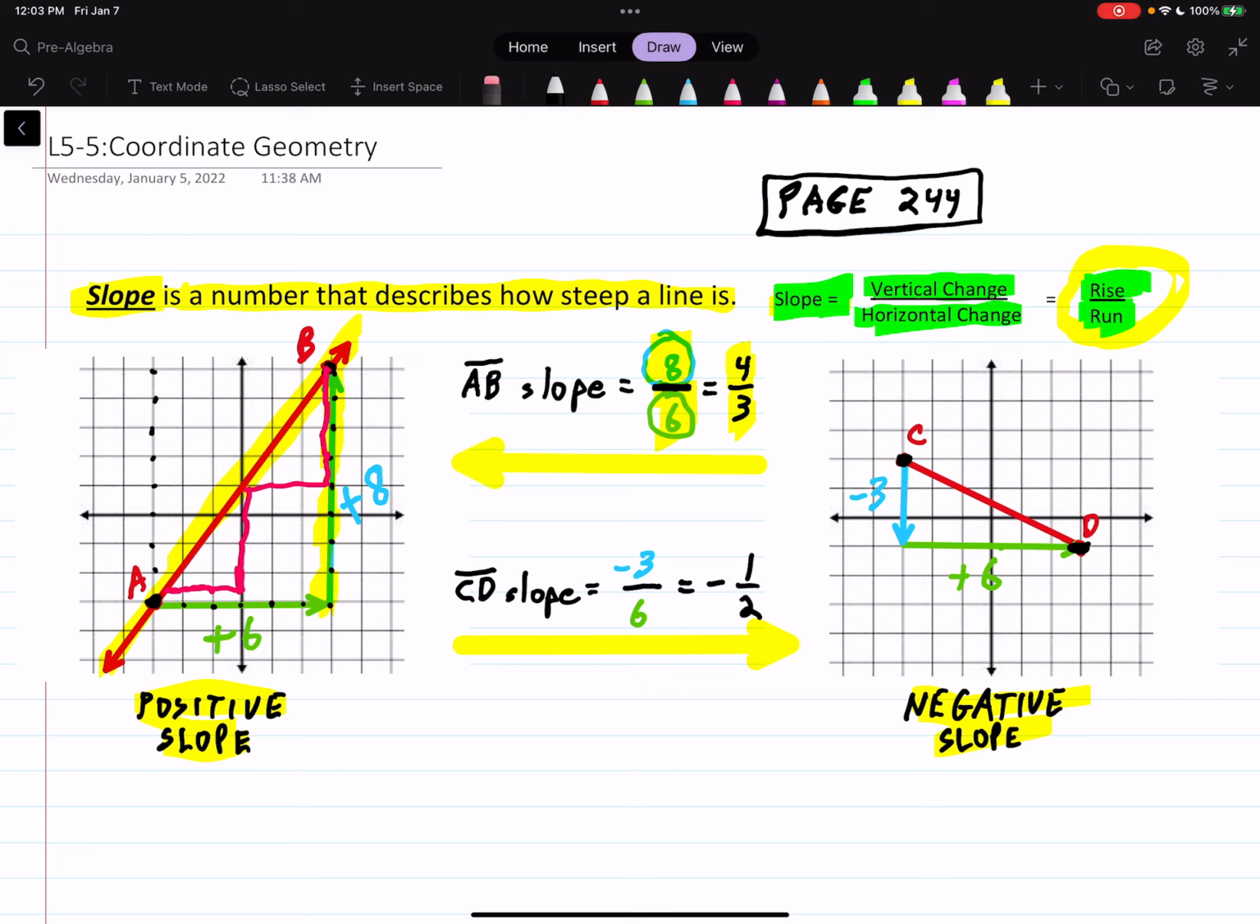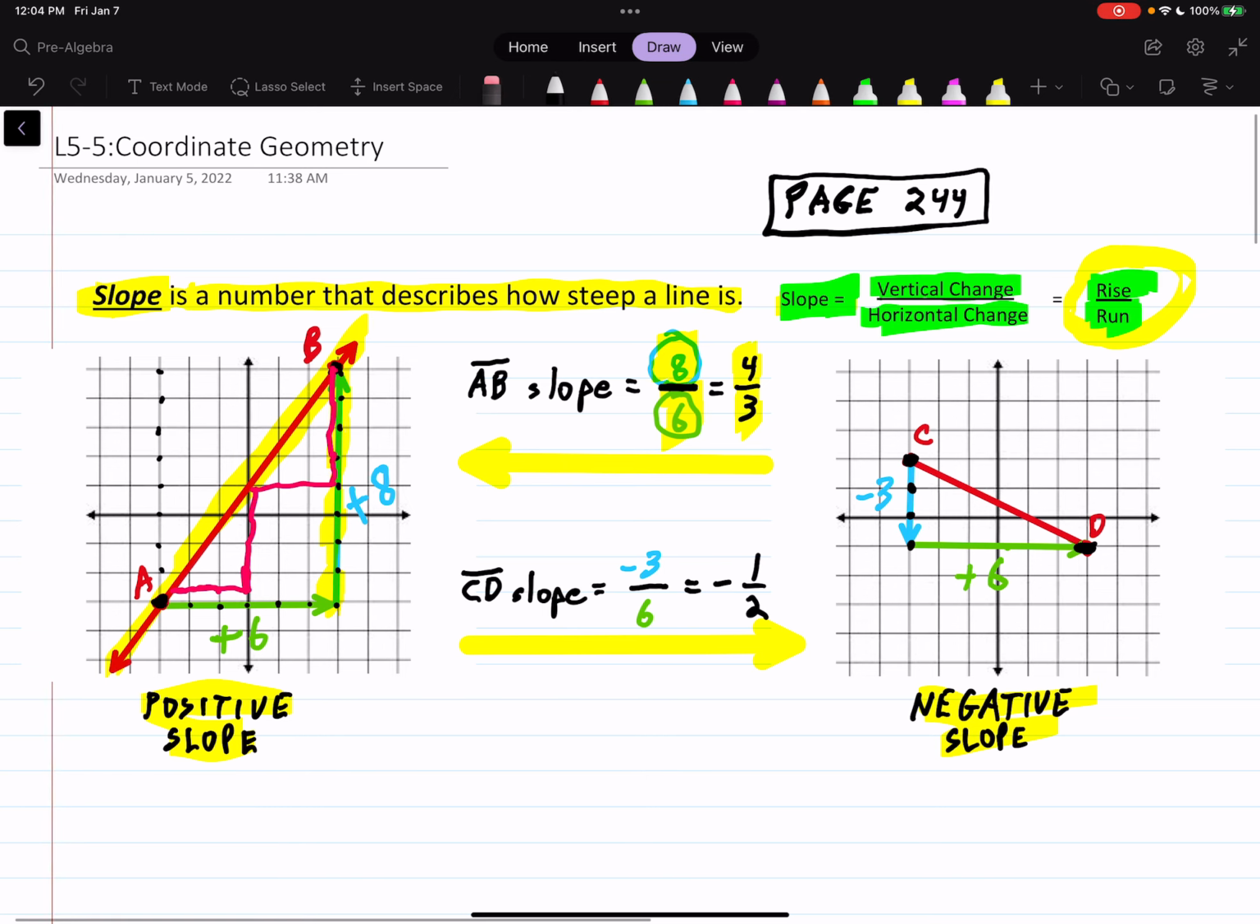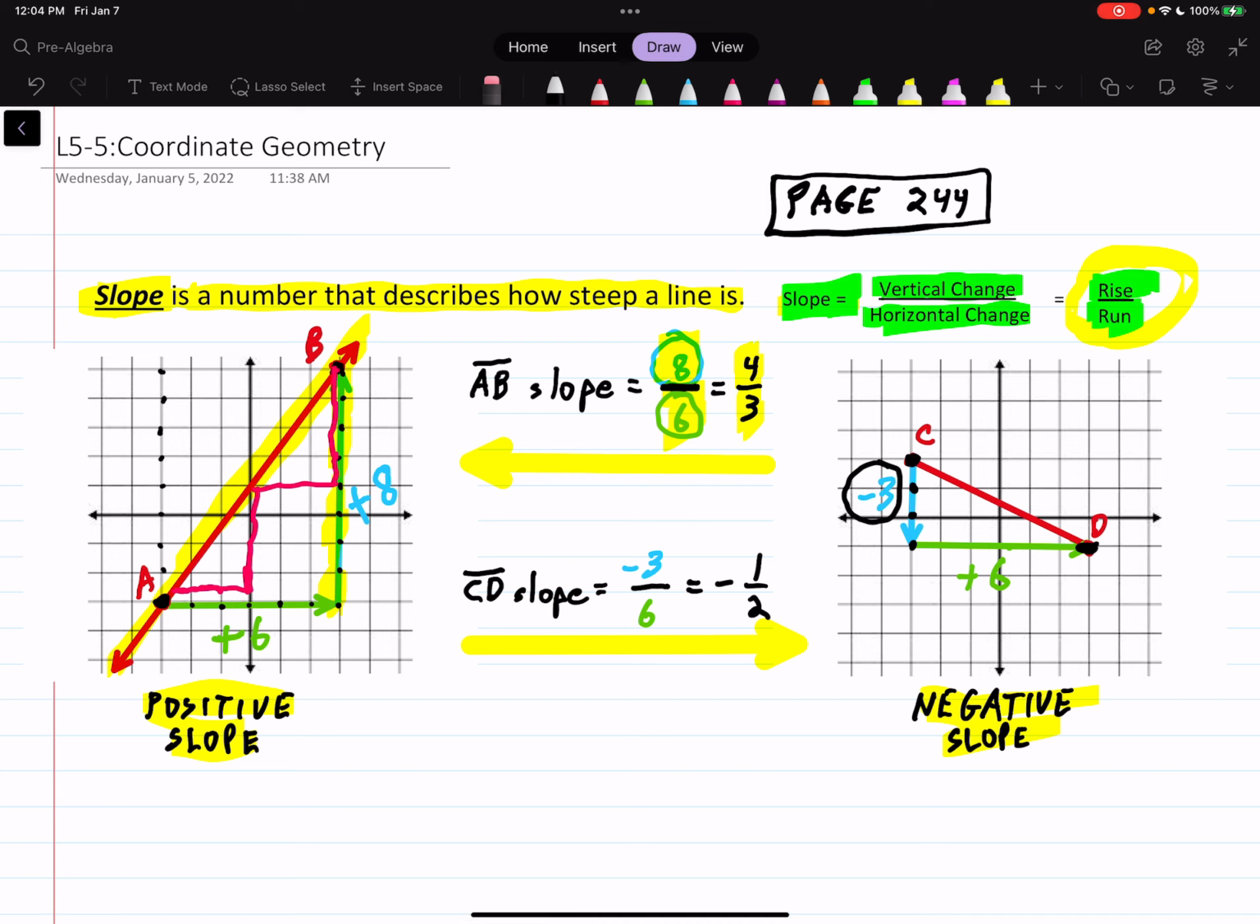Well, our rise, in this case, if we look at from C down to D, we go 1, 2, 3. But instead of going rise up, we went down. Thus, we give it a negative 3 for our rise. And then our run is 1, 2, 3, 4, 5, 6. And that gives us our 2 numbers of negative 3 over 6. And you can reduce that to negative 1 over 2.